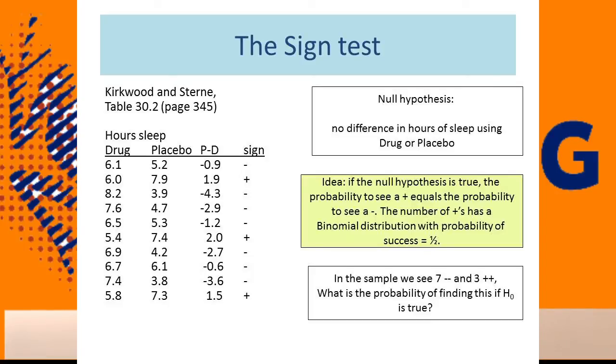From the data we can see that there are 7 negative differences, indicating that the individual slept longer after drug than after placebo. What is the probability of finding 7 minus signs, or more, if the signs have a binomial distribution with n equals 10 and probability of success equals 0.5?